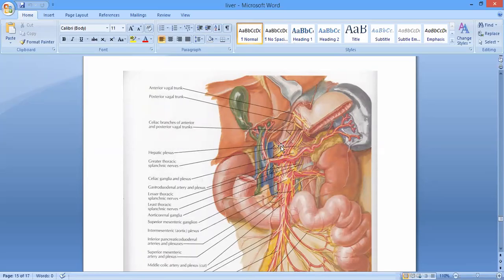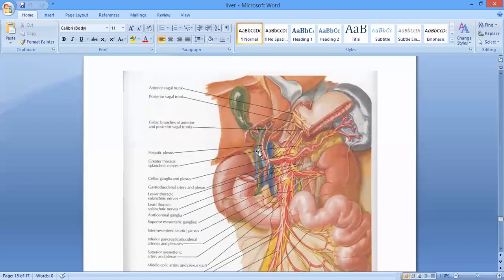And this celiac plexus, it is going to be formed. It is receiving its sympathetic nerve supply from the, yes, who will say? Its sympathetic nerve supply is coming from the greater splanchnic nerve, right? And the parasympathetic, these are coming from the anterior vagal trunk. I told you before, the anterior vagal trunk is going to give the large hepatic branch, which will pass directly to the liver through this plexus.